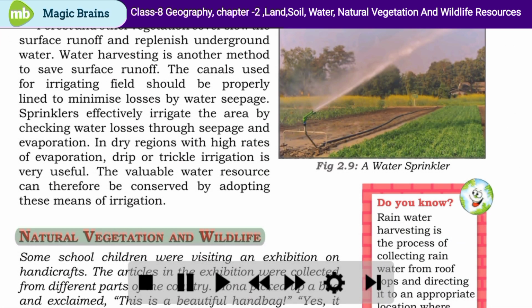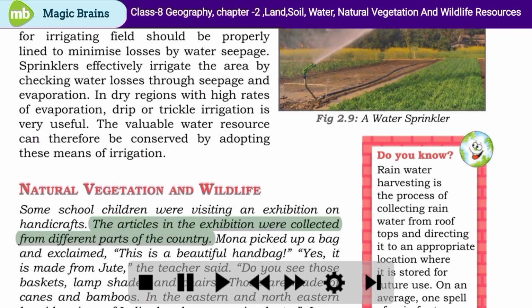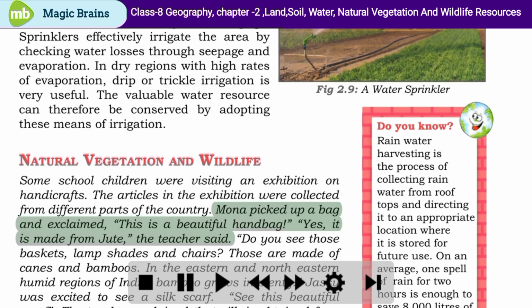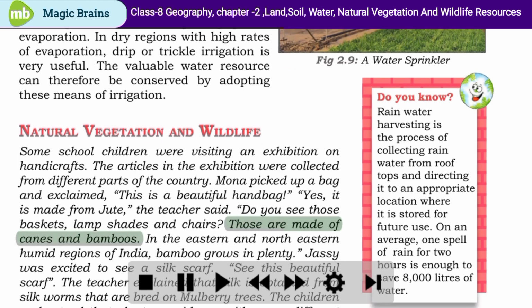Natural vegetation and wildlife. Some school children were visiting an exhibition on handicrafts. The articles in the exhibition were collected from different parts of the country. Mona picked up a bag and exclaimed, "This is a beautiful bag." "Yes, it is made from jute," the teacher said. "Do you see those baskets, lampshades, and chairs? Those are made up of canes and bamboos."